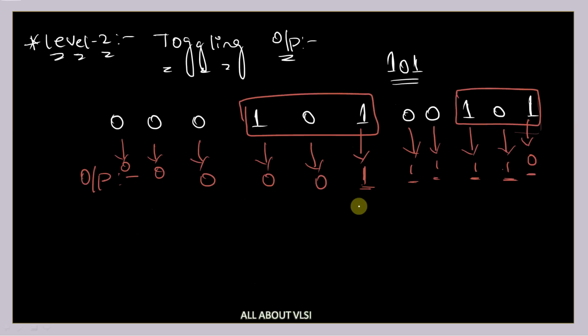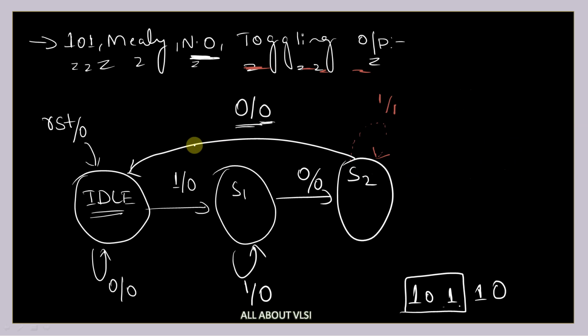So our requirement is: if the sequence has been detected, your output should become 1, and it should stay 1 until the sequence has been detected again. If the sequence has been detected again, your output should become 0. For this, we need to draw the FSM. One answer I got is that if my input is 1, I should stay in the same state. But if I stay in the same state, I'm not fulfilling my requirement. Then what should I do?